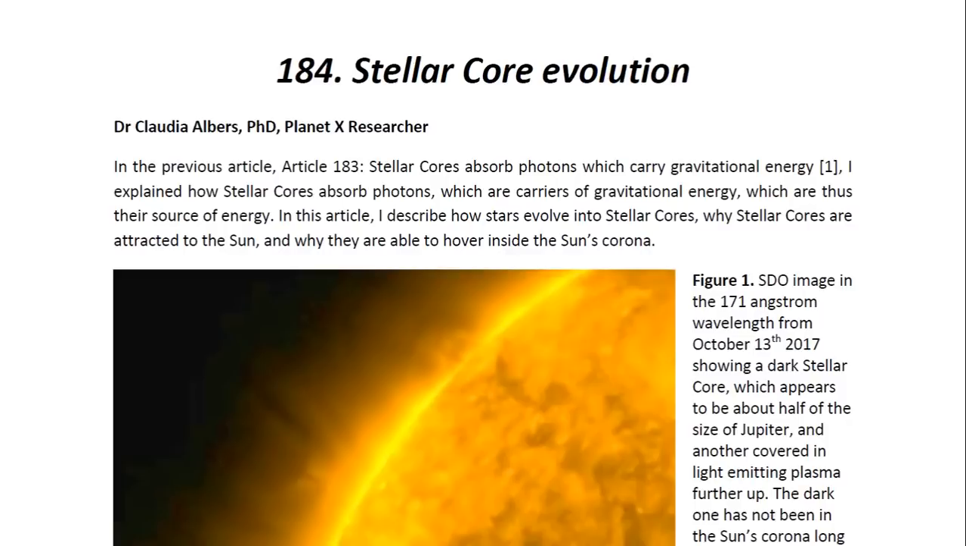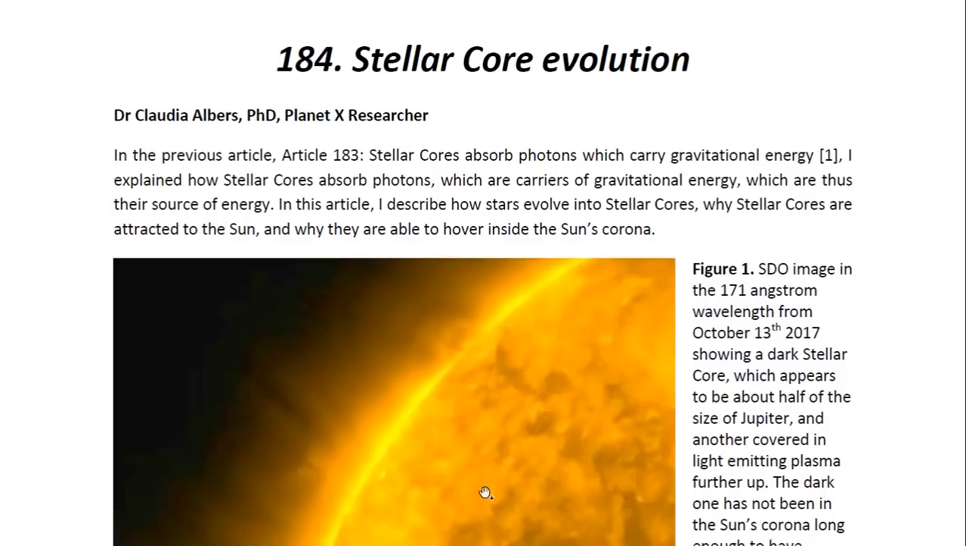This one is entitled Stellar Core Evolution. Now, in the previous article, Article 183, entitled Stellar Cores Absorb Photons which carry gravitational energy, I explained how stellar cores absorb photons which are carriers of gravitational energy, which are thus their source of energy. In this article, I describe how stars evolve into stellar cores, why stellar cores were attracted to the Sun, and why they are able to hover inside the Sun's corona.